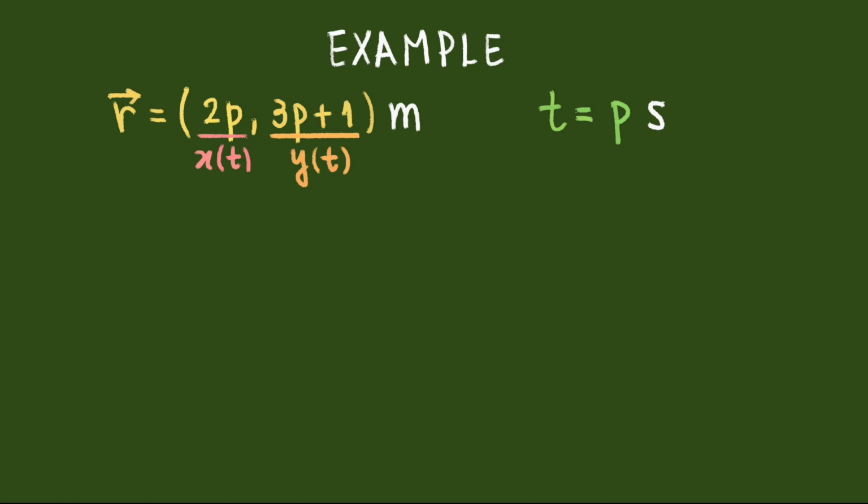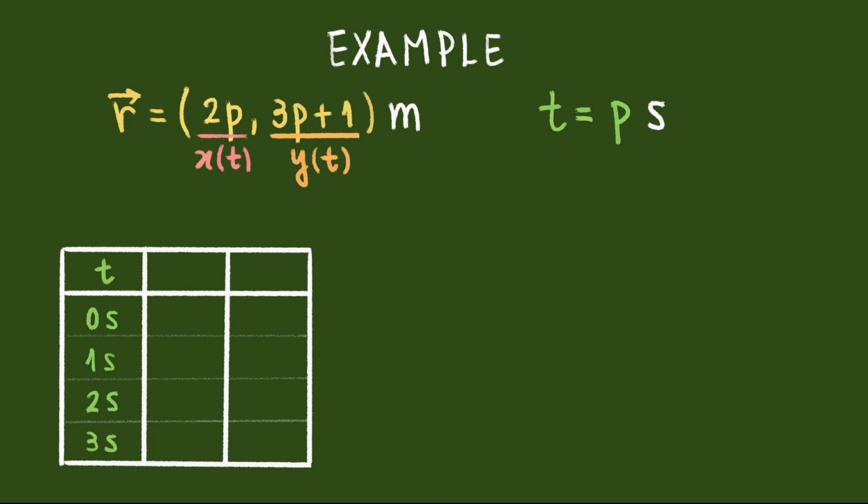When thinking about what kind of motion corresponds to this object with this position vector, we can consider the case where the time t is 0, 1, 2, or 3 seconds. That is, p corresponds to 0, 1, 2, 3, and if we write down the x and y coordinates at that time, we get 0, 2, 4, and 6 meters for the x coordinates. For the y coordinate, it is 1, 4, 7, 10 meters, and so on.